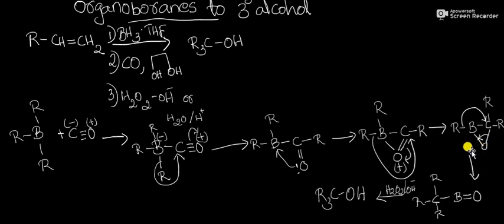Then finally it undergoes another CC bond migration, and this three-membered ring breaks and it is converted into R3B double bond O. Then the last step is hydrolysis or oxidation. It will be converted into alcohol, that is tertiary alcohol.